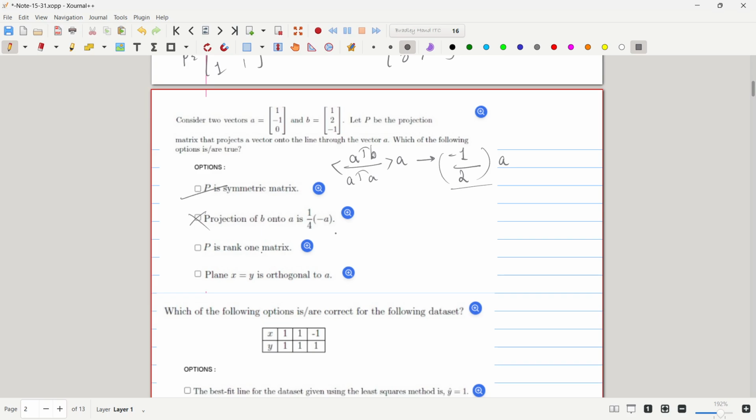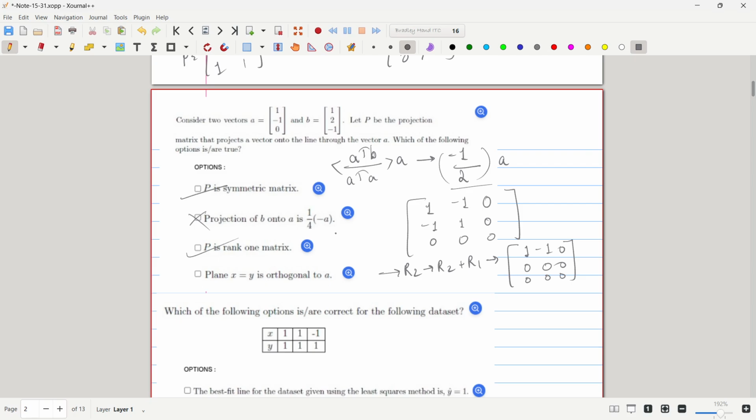P is a rank one matrix. Okay, wait. So this is the option, P is a rank one matrix. So 1 minus 1 0, minus 1 1 0 and 0 0 0. If I add R2 as R2 plus R1, I will get 1 minus 1 0, 0 0 0 and 0 0 0. So only one non-zero row is there, so P is also a rank one matrix.